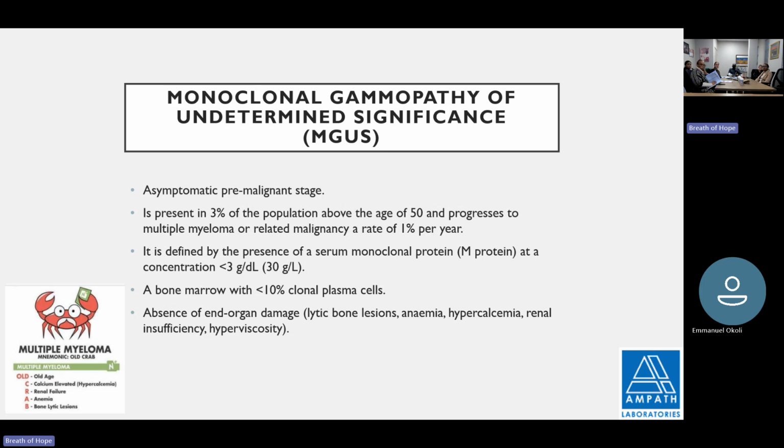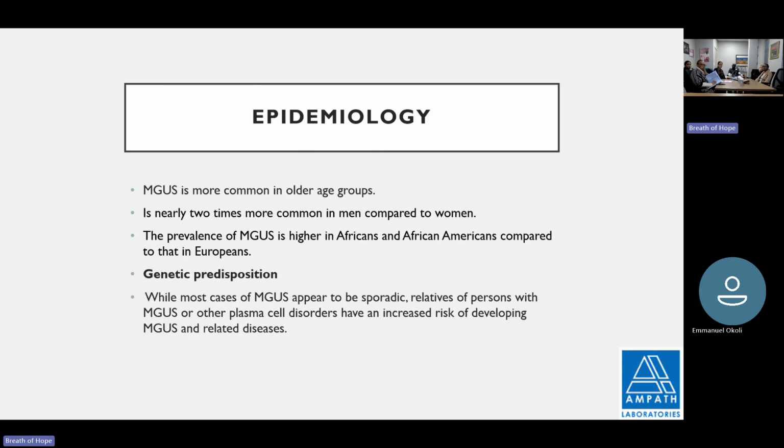And we'll also examine if there are any hyperviscosity signs or syndromes like dizziness, headache, loss of balance because of this immunoglobulin protein in the serum. So we'll start working this patient up. There will be no CRAB criteria because the plasma cell burden is too low to cause end organ damage.